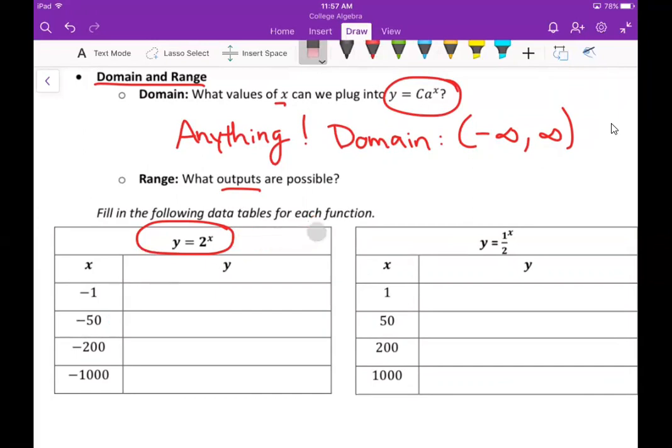Okay, so plug these x values into your y equals 2 to the x function. So for x equals -1, we see as we start to move past positive numbers and into negative numbers here as inputs, 2 to the -1 does not make that number negative, right? 2 to the -1 is 1/2.